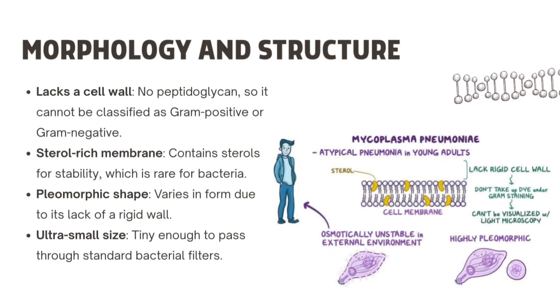One of the most defining features of Mycoplasma pneumoniae is that it does not have a cell wall. This means that it lacks peptidoglycan, which is normally found in bacterial cell walls. Because of this, it cannot be classified as gram-positive or gram-negative, and it does not appear on a gram stain. Instead, it has a cell membrane that contains sterols, which provide structural stability. This is unusual because most bacteria do not contain sterols.